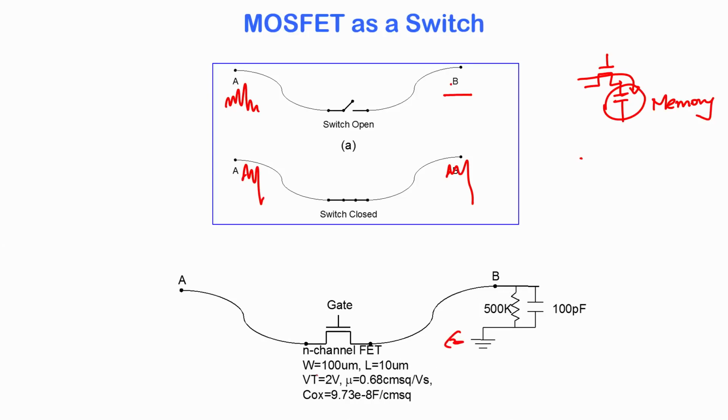The MOSFET we are considering has a channel width of 100 micron, channel length of 10 micron, threshold voltage of 2 volts, and a very low mobility. Basically this is a thin film transistor MOSFET which has disordered semiconductors, a COX of 9.73 E minus 8 farad per centimeter square, and we have point B here which has this terminal circuit. Naturally if the MOSFET is open, point B is pulled to ground, it is kept at ground because of charge draining off through this resistor.